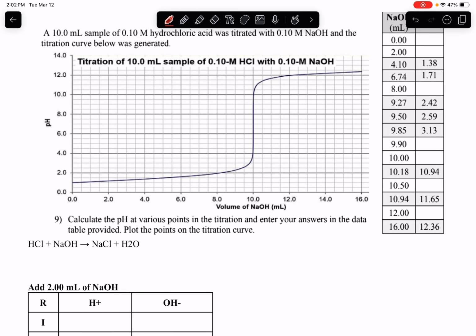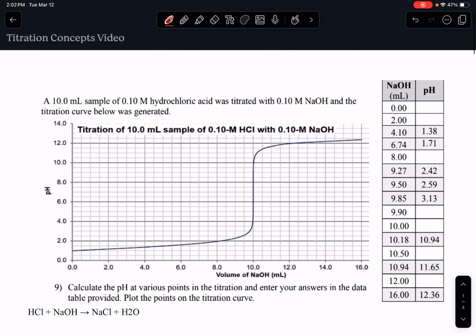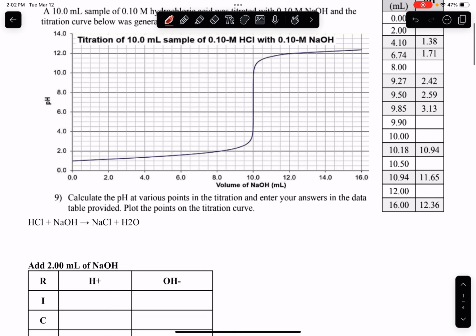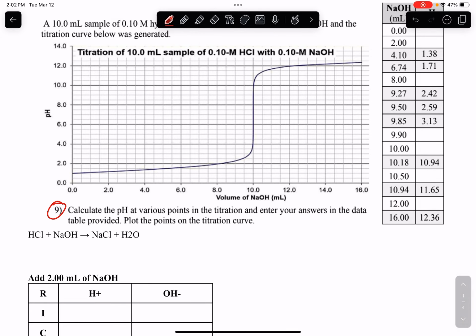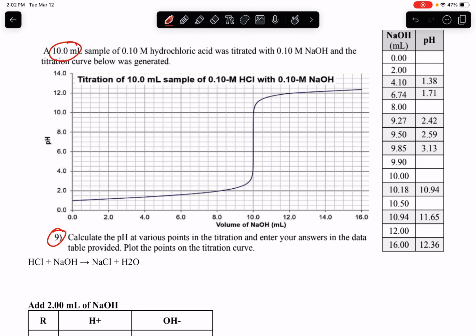This is the problem worksheet titration concepts, and here we're going to start with problem 9. Here we have 10 milliliters of a sample of 0.1 molarity hydrochloric acid, and it's reacting or titrating with 0.1 molarity of NaOH. So we can see that the analyte is the HCl, because the graph is acidic that it's starting out with.